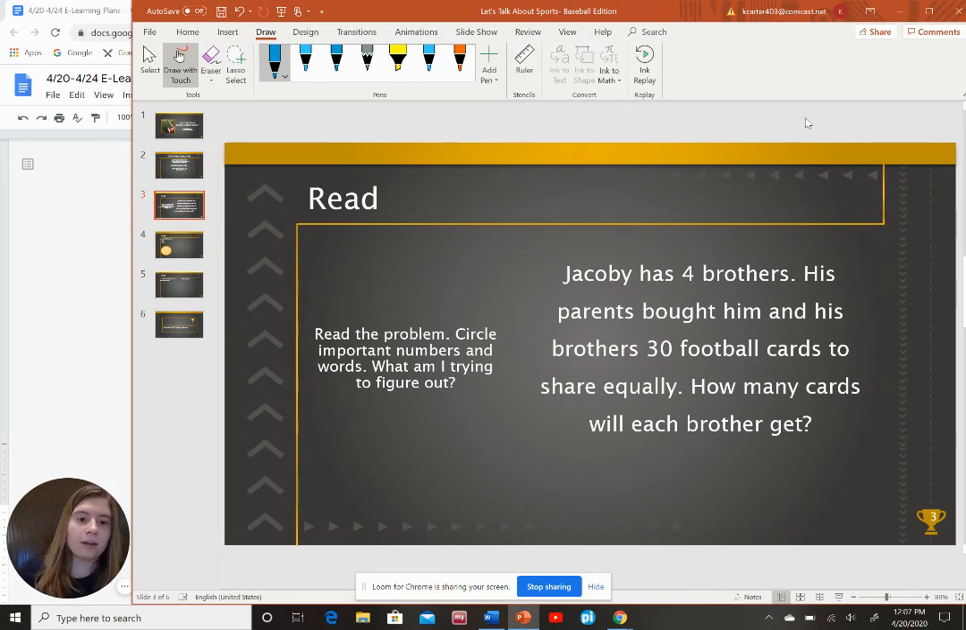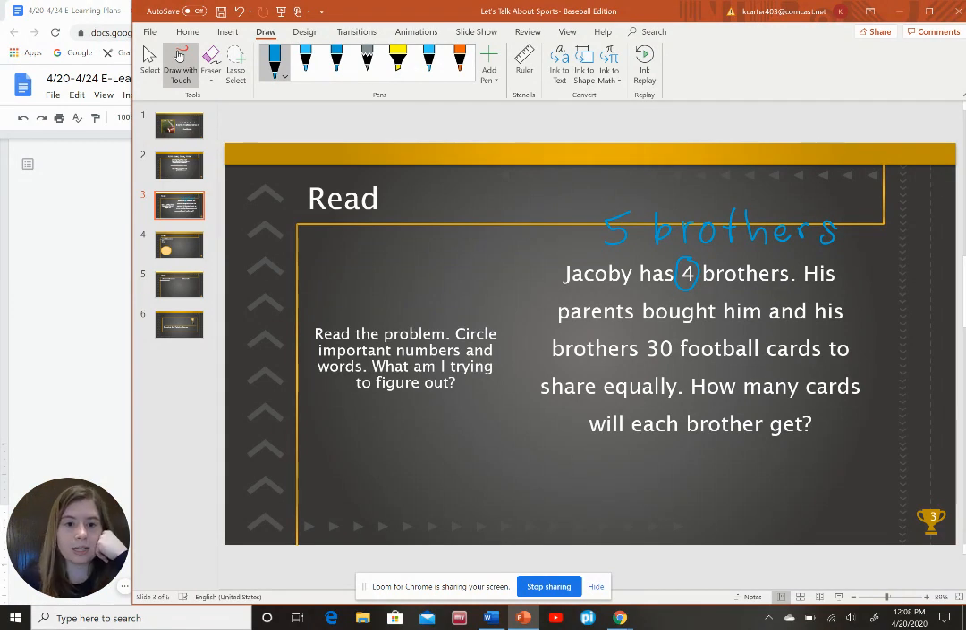All right, so the important number that I first notice is 4. This number is important because it gives us background on Jacoby's family. It says he has 4 brothers, but I also want us to keep in mind that Jacoby is a brother too. So in all, there are 5 brothers in this family. I'm going to jot that down at the top just to remind myself that there are 5 boys total in this family.